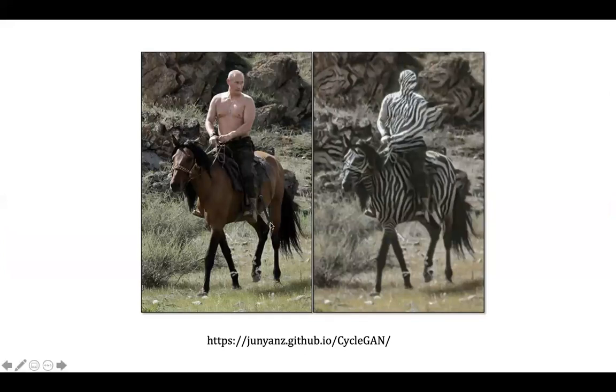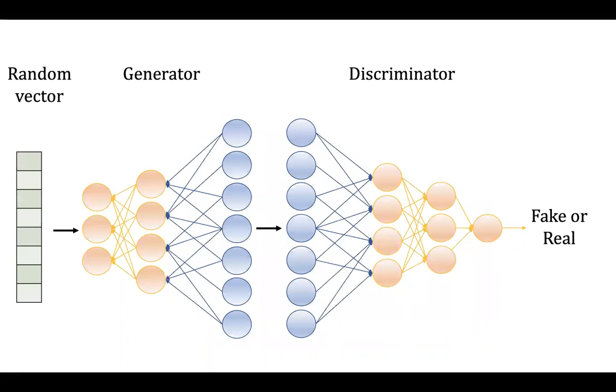For example, here, the network, the generator, applied this zebra pattern not only to the horse, but also to the human and also to the rocks in the background. So it depends on what kind of input you are using. So those have been just fun applications of the GANs. And now let's see how we can actually implement these networks in TensorFlow Keras.